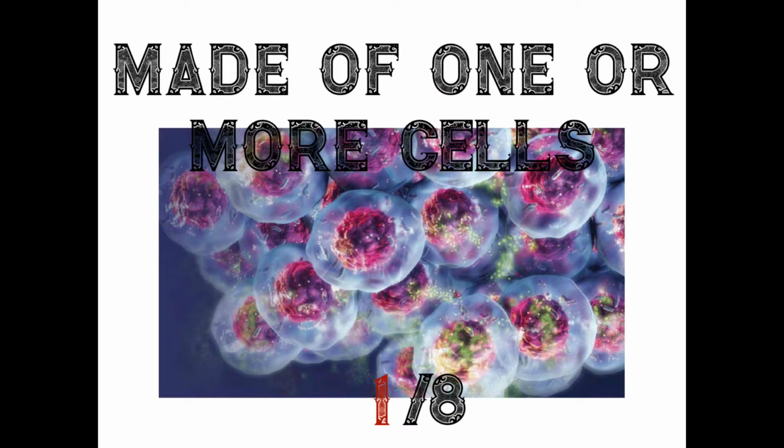So the first one is that they're made out of 1 or more cells. The human body is made out of about 75 trillion cells. That's a lot. But there are some organisms that are made out of just 1 or 2 cells, like bacteria, parameciums, amoebas, things that you cannot see with the unaided eye, but you can with a microscope.